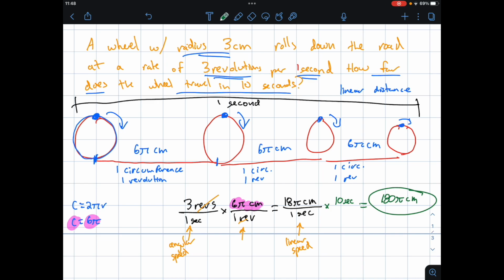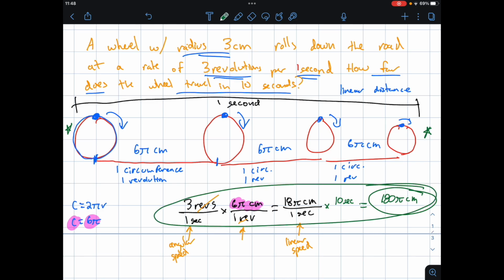Yeah, so that is how far this wheel would roll down the road. So I hope this visual really helps you out. That's the idea behind what we're doing. The math, we end up just sort of doing this dimensional analysis, but I think it's more important to be focusing on imagining what's actually happening in the scenario, rather than just going through the motions of unit conversion. All right, let's look at 2 more problems.